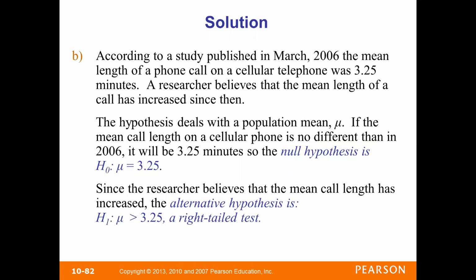In the second one, we had a previous measurement of 3.25 minutes as an average. That's the status quo. We're going to assume that nothing has changed between 2006 and now. So our null hypothesis is that the mean cell phone call time is still 3.25 minutes. Our alternative is that the length of call has increased, so that the alternative is then that mu is greater than 3.25. And because we're moving out to the right, that is a right-tailed test.